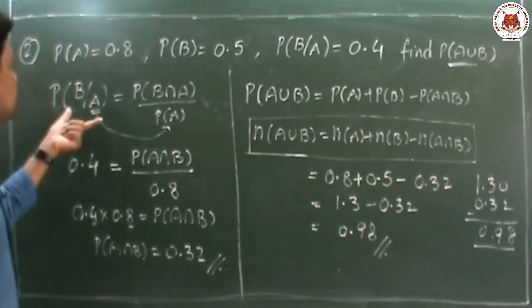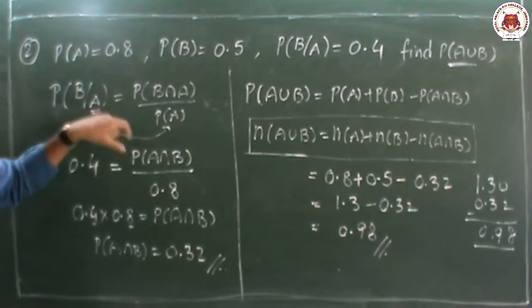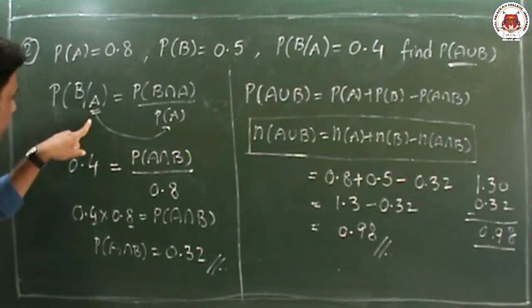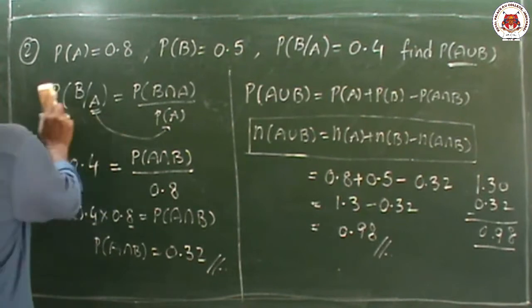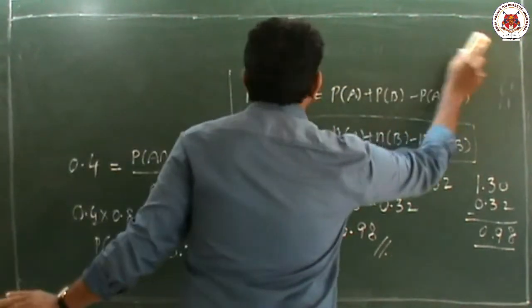So first of all, this is called the conditional problem. Now I am going to explain what is the conditional problem. First I explained how to use the formula: whatever denominator is, the same denominator we are going to write. That's it. Now, what is the conditional probability? I am going to explain now.